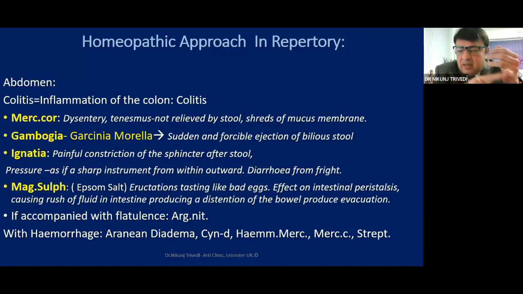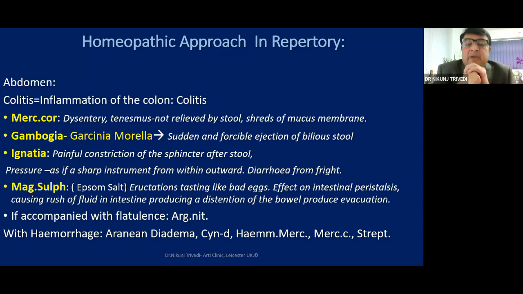And recently I'm treating one patient. That patient was complaining that as if a bomb has blasted in the commode and my stool spreads everywhere. After that, I pass only mucus. So this is very important. I have given Mercurius to that patient. The patient is feeling a bit better.